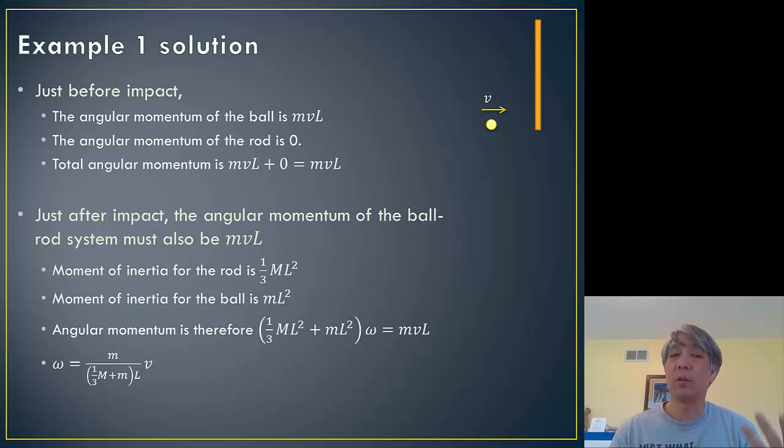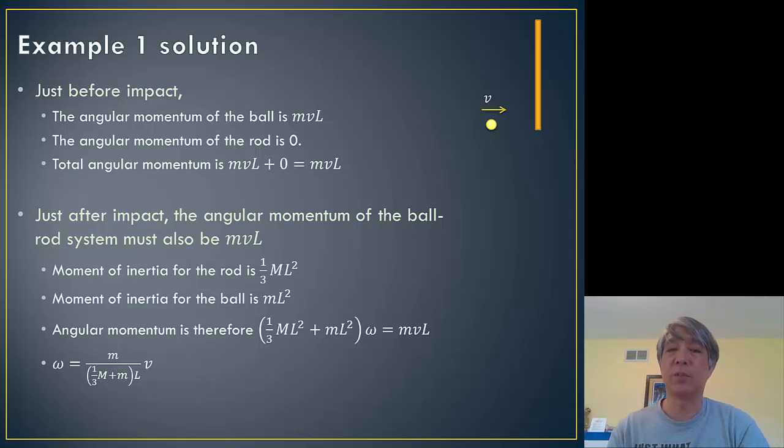After the collision, I have no external torques. Yes, there's a force in the pivot, but the pivot doesn't act as a torque. The reason it doesn't act as a torque is because the r there is 0. If I talk about it as a force times a radius, it's a 0 torque. So after impact, my angular momentum must also be m v L.